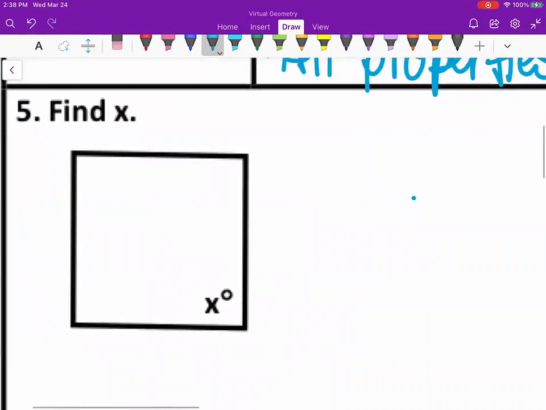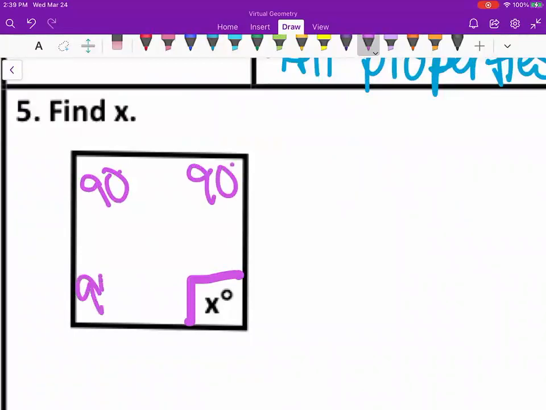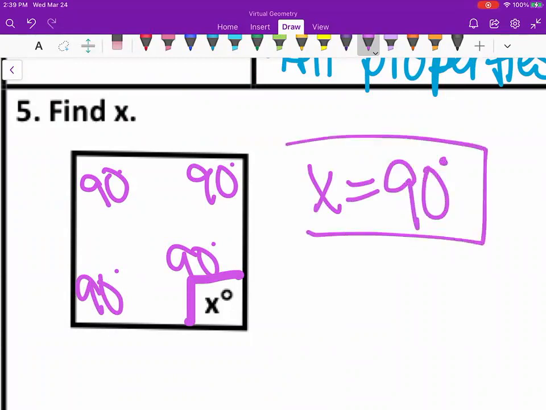All right, so example 5. Again, this is part of the rhombus notes that we saw earlier. So example 5, find x. It is the main angle inside this figure, which means if this is a square, all of these angles are 90 degrees. So then my x has to be a 90.